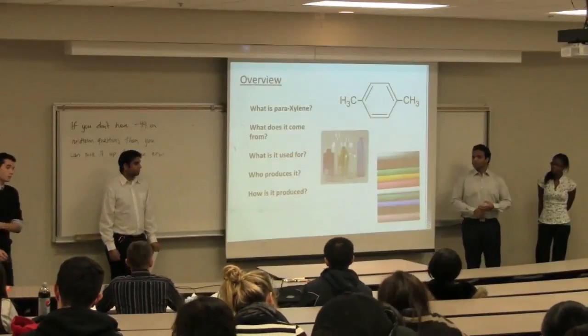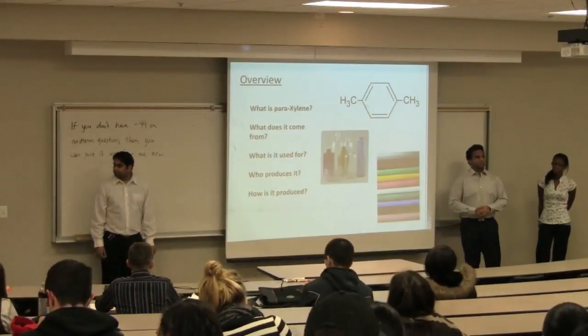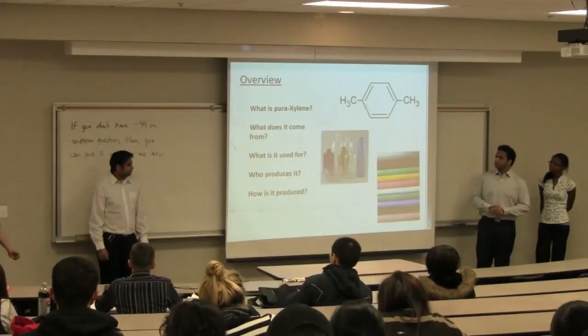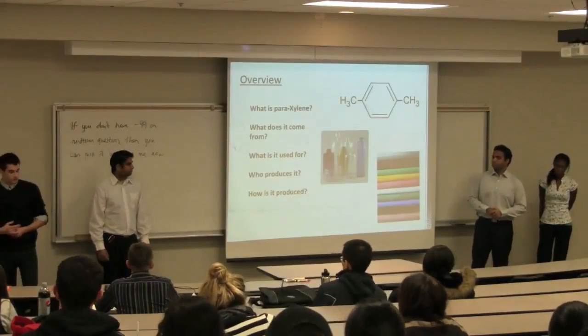So what does it come from? Well, it comes from reforming of petroleum, and that is catalytic reforming, and it's part of the BTX group of hydrocarbons, so benzene, toluene, and xylene.